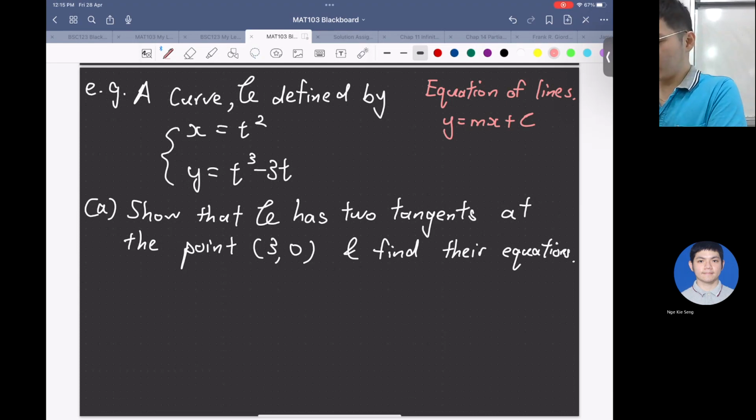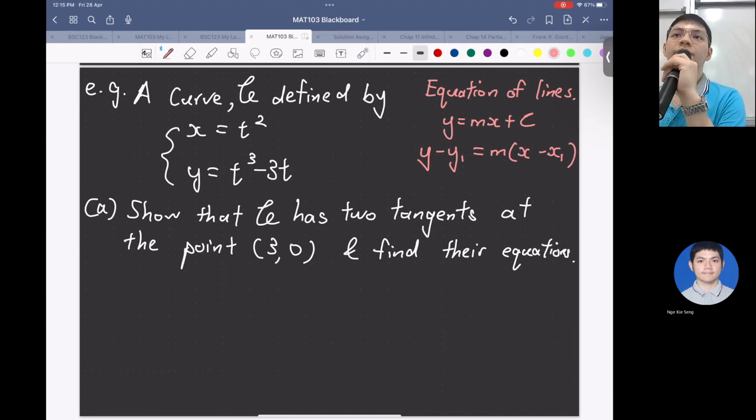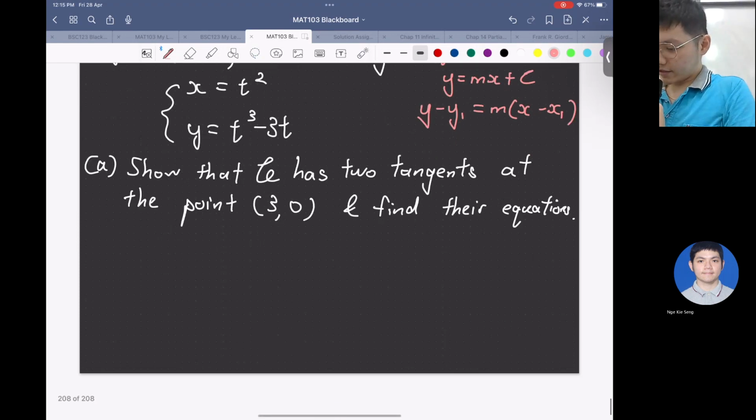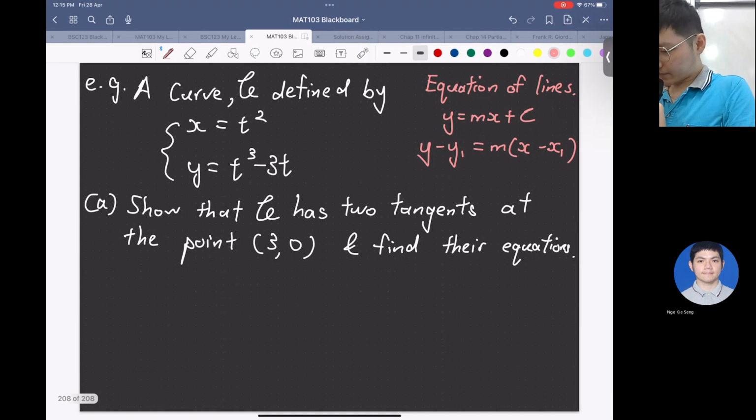Okay, so a more general equation of line is y minus y1 equals m times x minus x1. Yeah, so I use this. For c, you need to go and find the y-intercept, if you are not given it. But in this case, we know that we want the point (3, 0) on the tangent line. So let's get the gradient out first. So how to get the gradient?